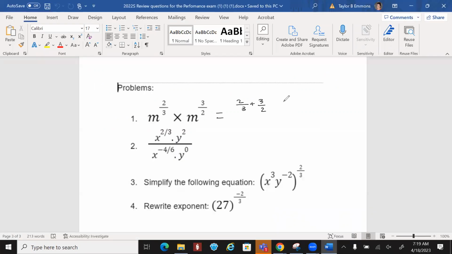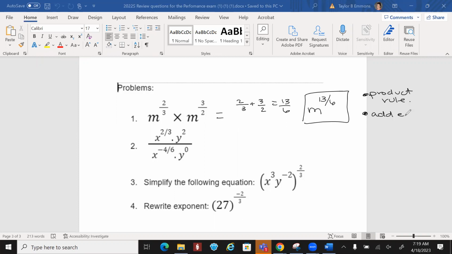So this will give me 13/6. So my final answer will be m raised to the 13/6 power. For communication and reasoning, you are going to state it's a product rule. You're also going to tell me that you add the exponents. That's it.